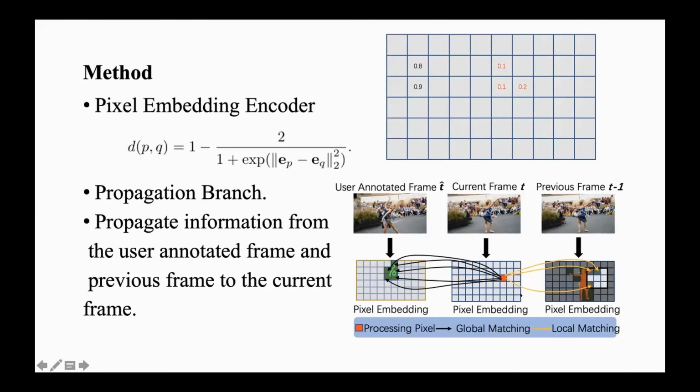Similarly, we can compute the local matching map between the current frame and the previous frame. Because the previous frame is very similar to the current frame, and the mask of the previous frame is predicted, so it is not exactly correct. Thus, we just compute the distance between the pixel of the current frame and the pixels around this pixel. So this is why we call this matching map the local matching map.